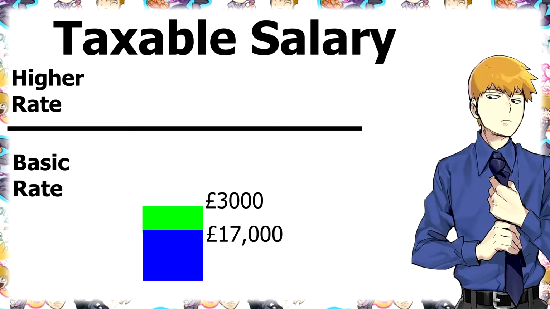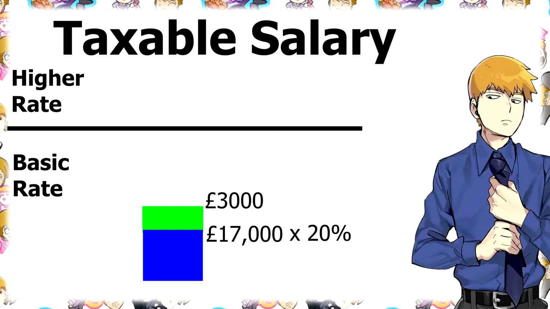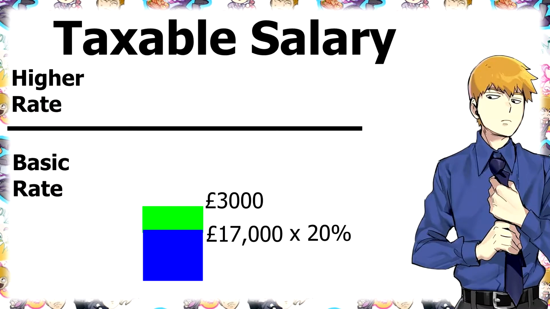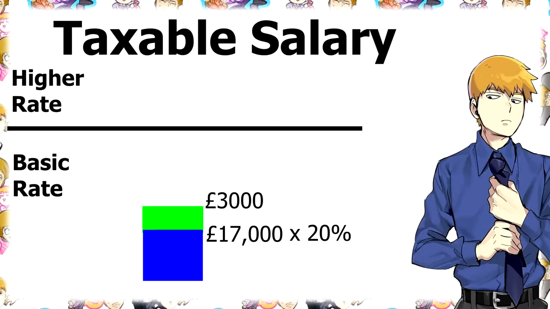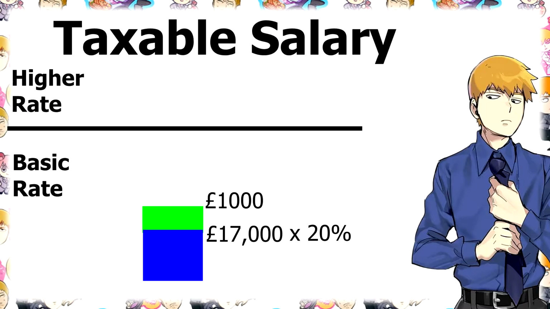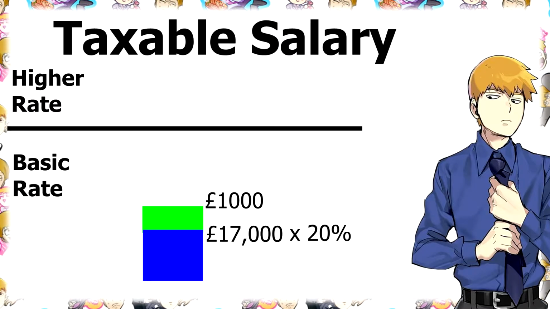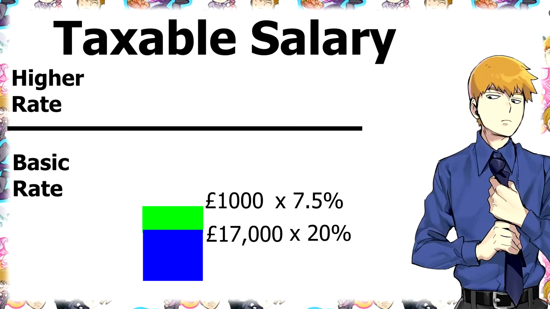Since this is in the basic rate tax band, you would pay 20% tax on the £17,000 of wages. Now, you don't pay tax on the first £2,000 of dividends because of the dividend allowance. £3,000 take away the £2,000, that will leave £1,000 of dividends left, which because of the tax band it falls into, you would only pay 7.5% tax on.